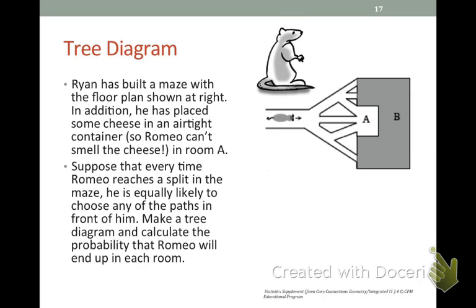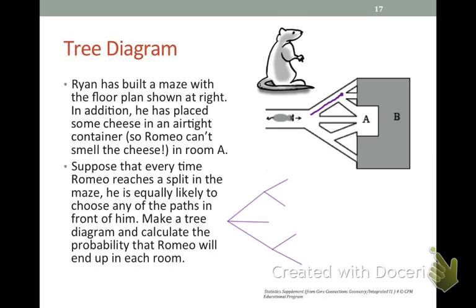So what's the probability he'll end up in A? What's the probability he'll end up in B? So before you start working, you might just pause and look at it and think about which one you think is going to get the highest probability. Okay, so we're going to work a tree diagram.